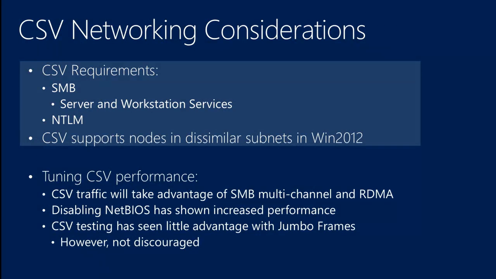We have done internal testing, and we have found that if you disable NetBIOS on your intra-cluster communication, which CSV is using, we have seen some performance boosts. We also did some testing with jumbo frames. We didn't really see any performance enhancements. So people ask me, should I enable jumbo frames on my CSV network? My answer is we haven't really seen any benefit, but I'm not discouraging it either. So if you want to go do it, I have no problem with that.